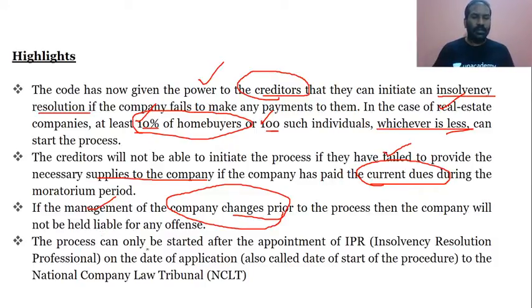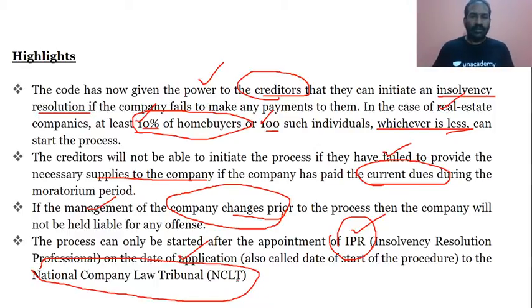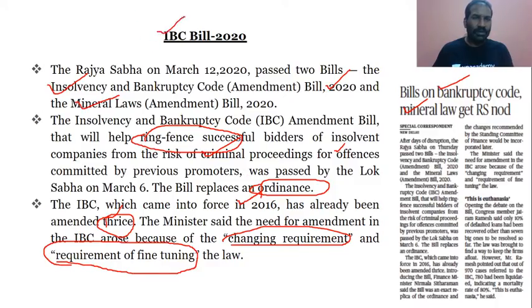And then the other highlight is the process can be started after the appointment of IPR. What is IPR? Insolvency Resolution Professional. We were talking about initiating the insolvency resolution. So you have the appointment of IPR, wherein they would look at the entire proceedings, and this appointment of IPR is on the date of application to the National Company Law Tribunal. This is also very important, National Company Law Tribunal, NCLT. These are all keywords which are very important from the prelims point of view. So make sure that you are aware of the IBC Bill, initially 2016, and now 2020, and that it has been amended thrice, and the highlights.